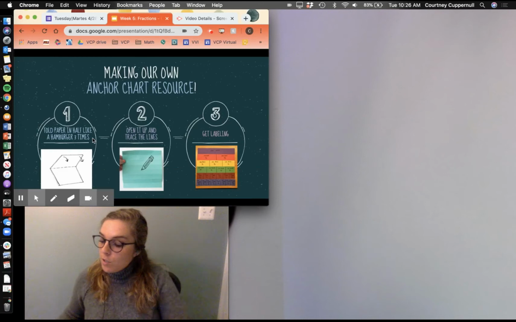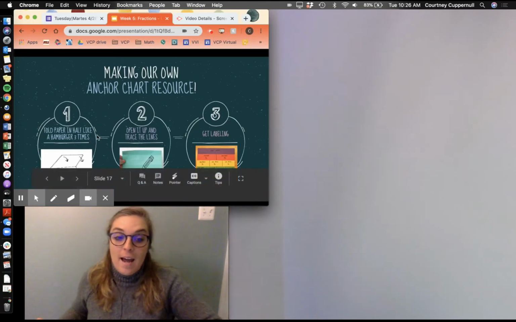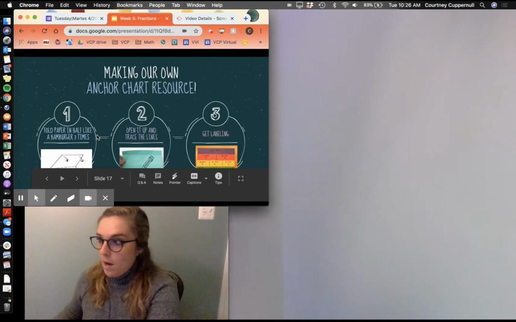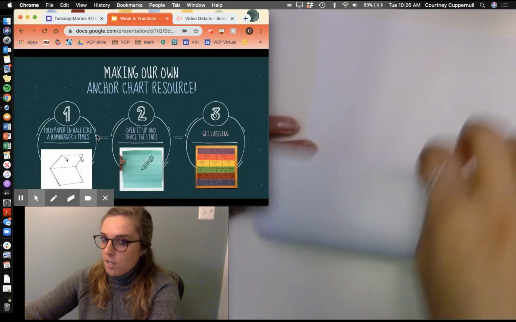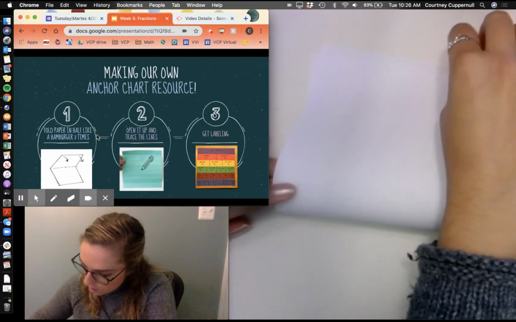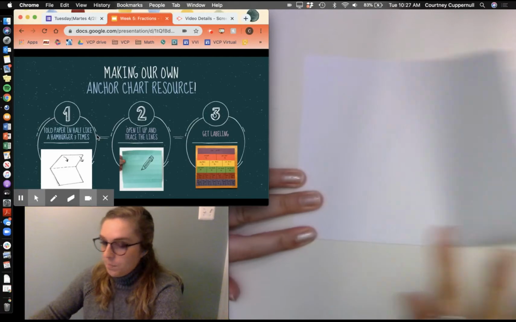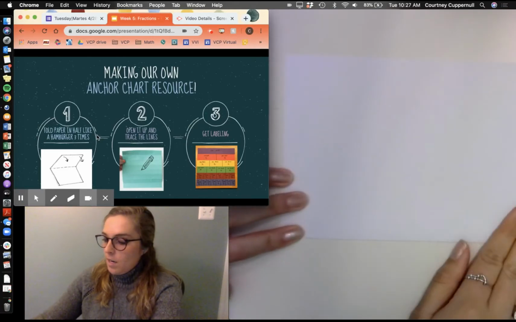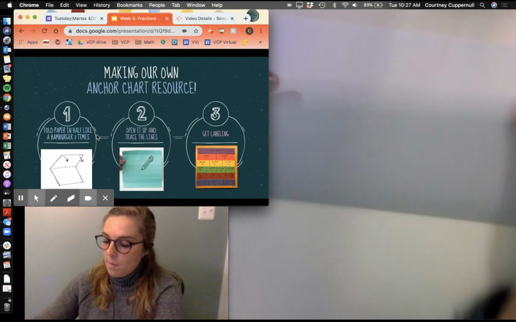And then the first thing that I'm going to do is fold my paper in half like a hamburger. So I'm going to take the bottom edge. You can't quite see it, but I'm going to take the bottom edge and fold it to meet the top edge, just like this. And I'm going to crease it. So again, I took the bottom edge, I folded it to meet the top edge.